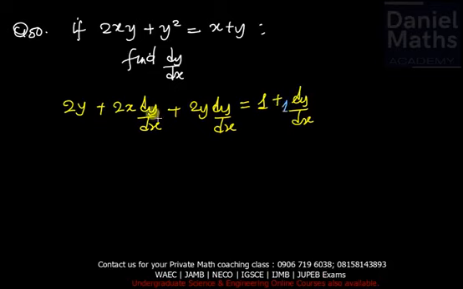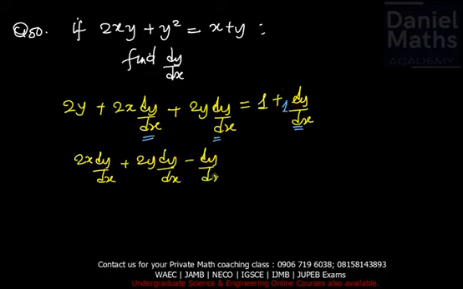So if we go ahead to take like terms, you can see that this is common with this. So let's start by bringing everything to one side. This is going to give me 2x dy/dx plus 2y dy/dx. Then this comes over and becomes minus dy/dx. And then everything on this other side gives me 1, and then minus 2y. So this is what I have here.